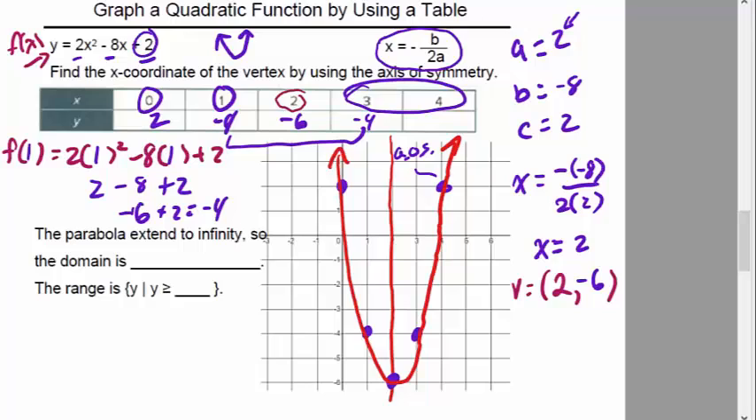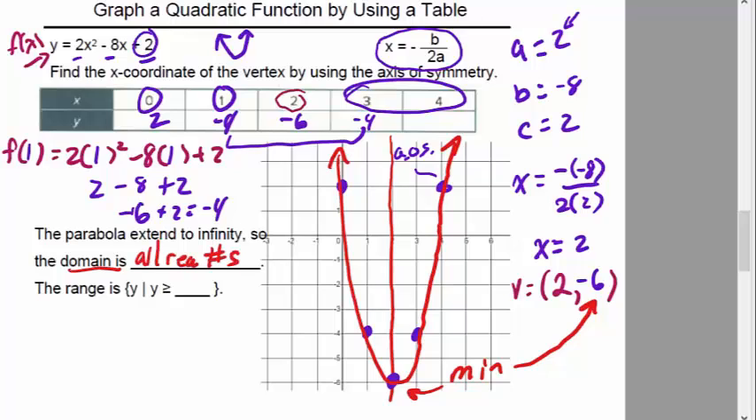My graph should look something like that, in which the minimum, because I said this is going to be a minimum, the minimum is found at -6. So if I input a 2, the output is -6, creating a minimum value on the function, which is down here at the vertex.